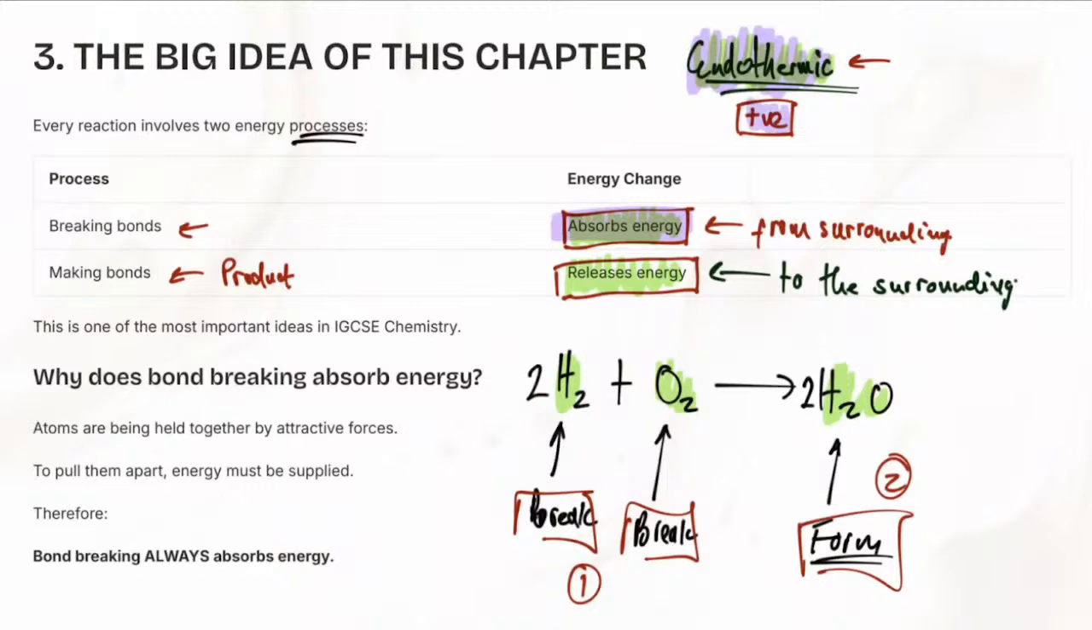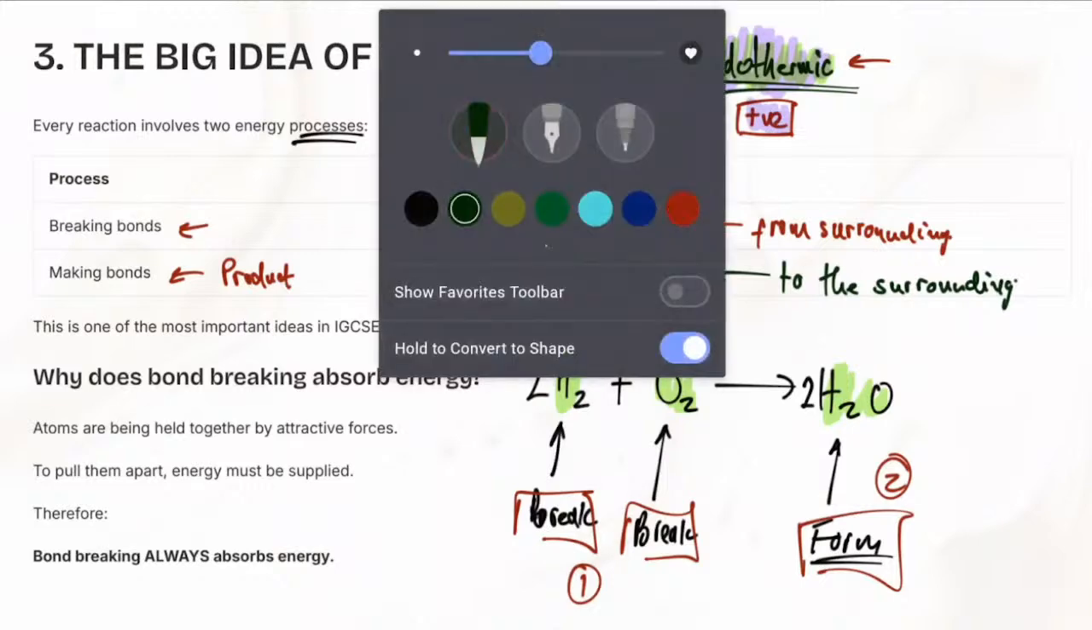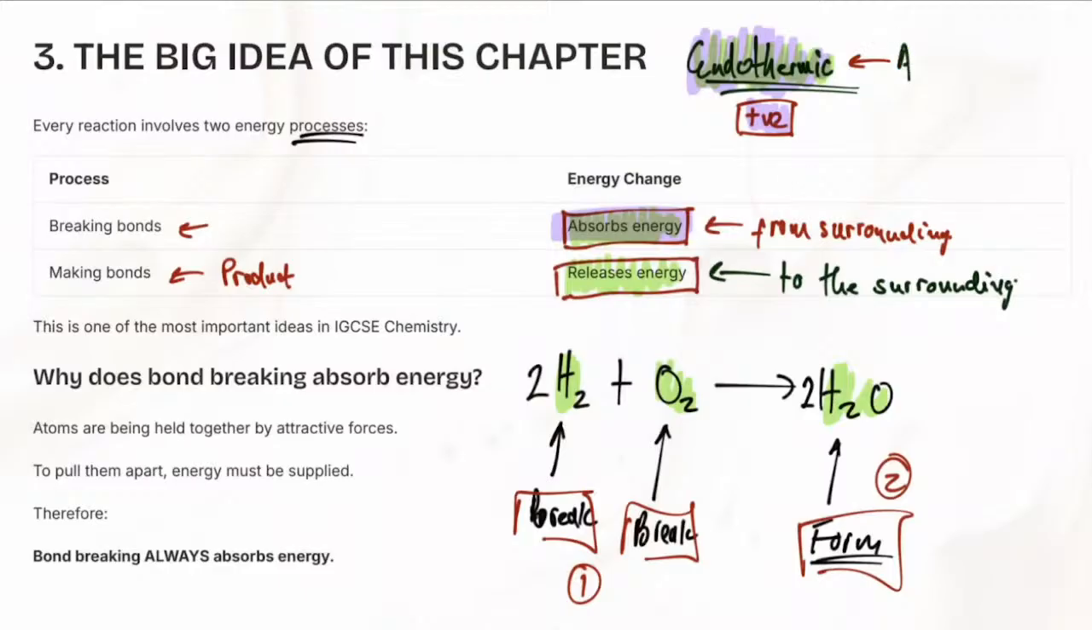An exothermic reaction is obviously one which releases. So this one absorbs energy from the surroundings. Exo, to exit. Exothermic, it releases energy to the surroundings. Does it mean it also doesn't absorb? It will absorb at bond breaking. But the amount it will release is much more than the amount it absorbed.